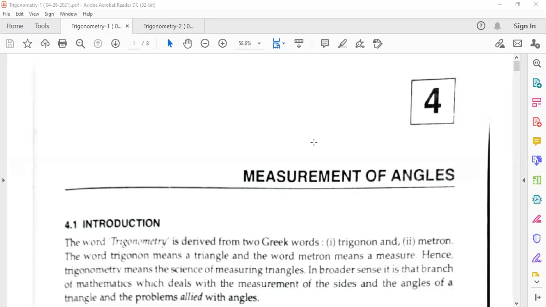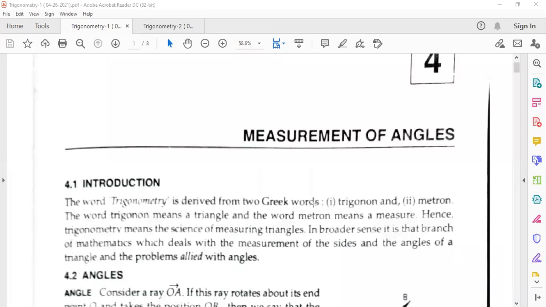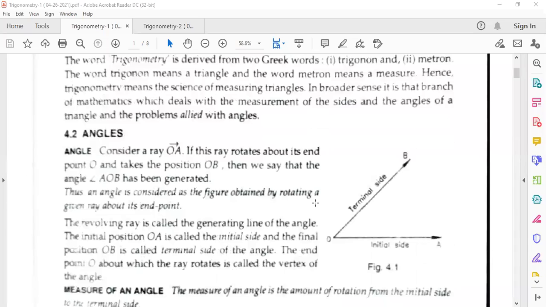Am I audible to all? Yes, sir. So let us start our class. Today we start the trigonometry, that is the first part of the trigonometry, how to measure the angle. How to measure the angle. So what is angle? That is the first question.